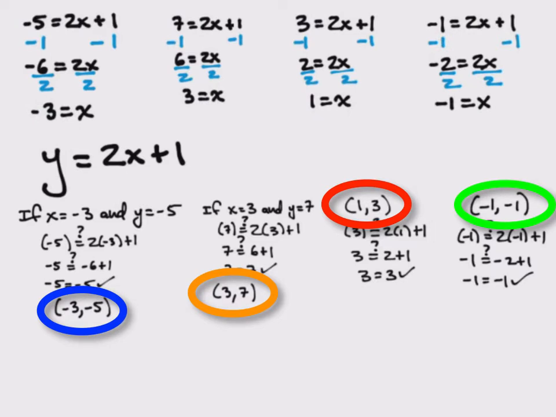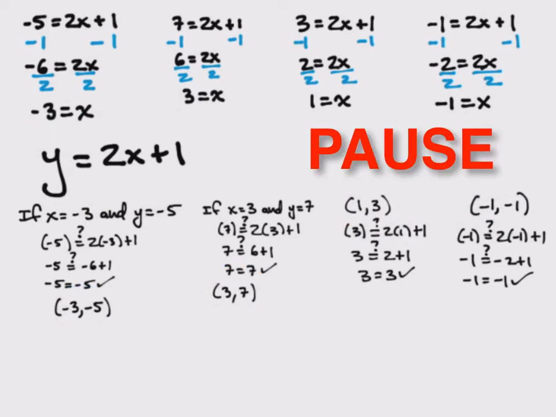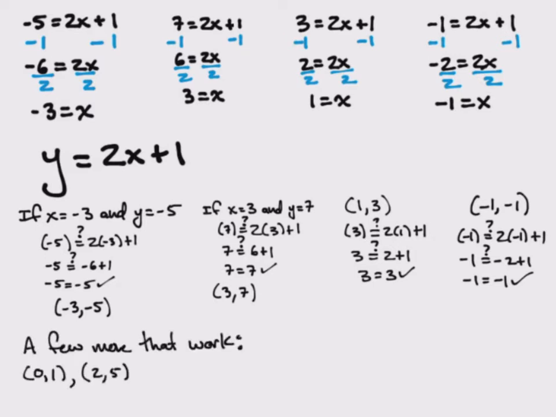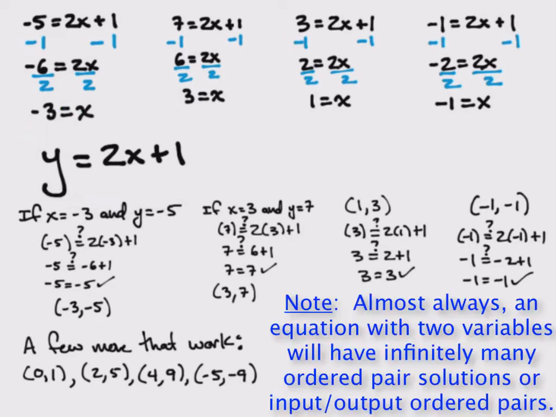So here we have four solutions to this equation. What I urge you to do is pause the video and try to find some more xy pairs that'll make that statement true. Here are four more ordered pairs that I found. Maybe they're the same as the ones you did, maybe not. But question, how many pairs of numbers do you think we could find that would make this equation true? The answer is infinitely many.